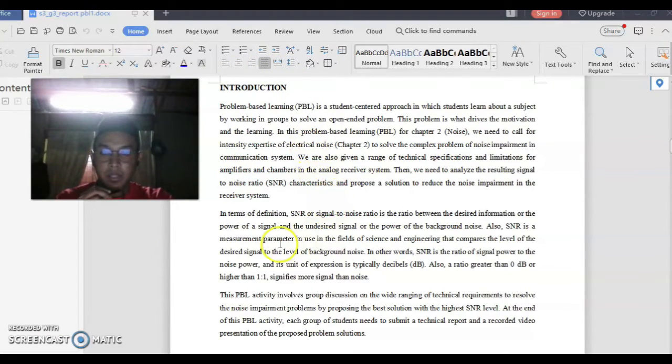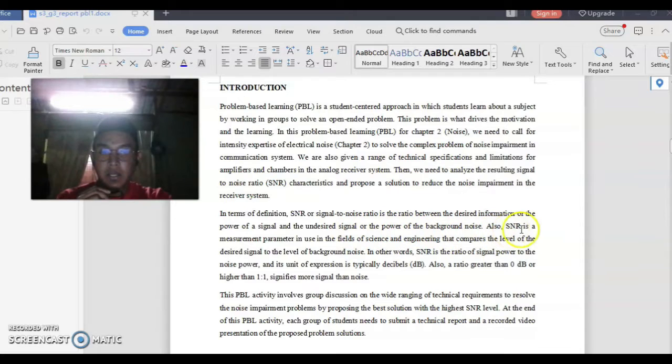I will explain the introduction for PBL. In terms of definition, SNR or signal to noise ratio is the ratio between the desired information or the power of a signal and the undesired signal or the power of the background noise.